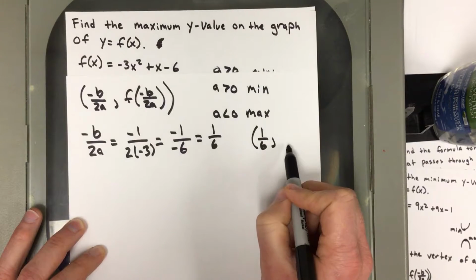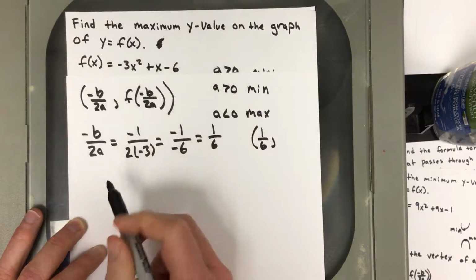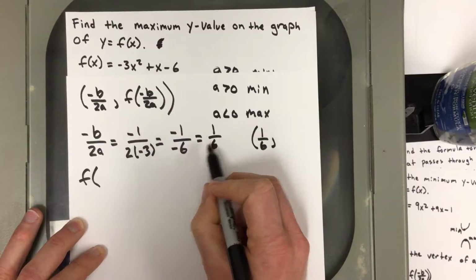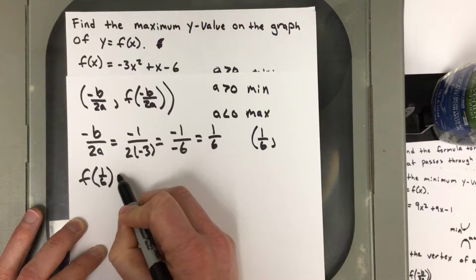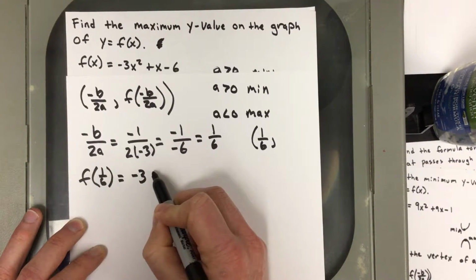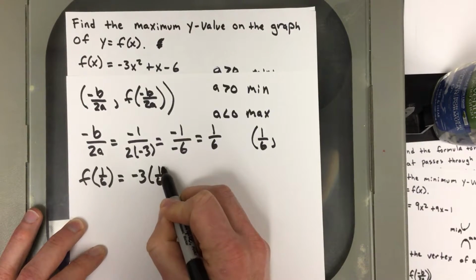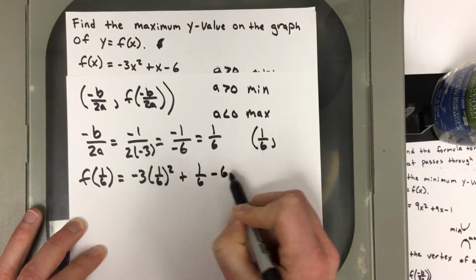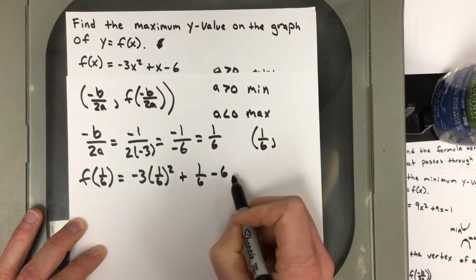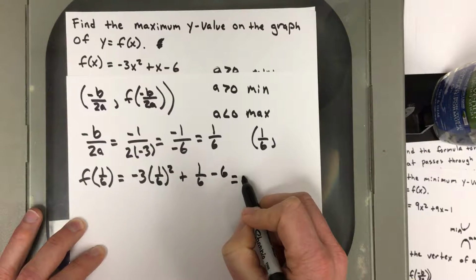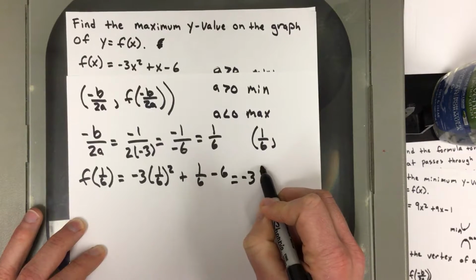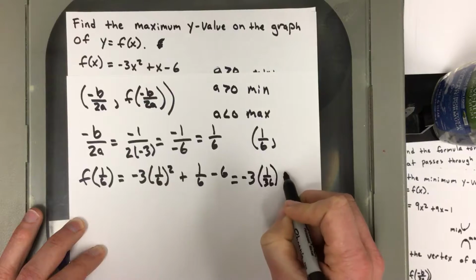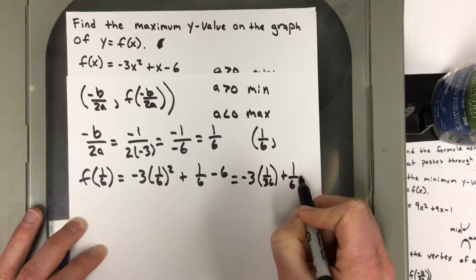I need to find the y value now. That's the whole point of the problem, is maximum y value. So I'm going to evaluate the function at this x value. Well, that's 1/6. So that's going to give negative 3 times 1/6 squared plus 1/6 minus 6, which is going to give negative 3 times 1 over 36 plus 1/6 minus 6.